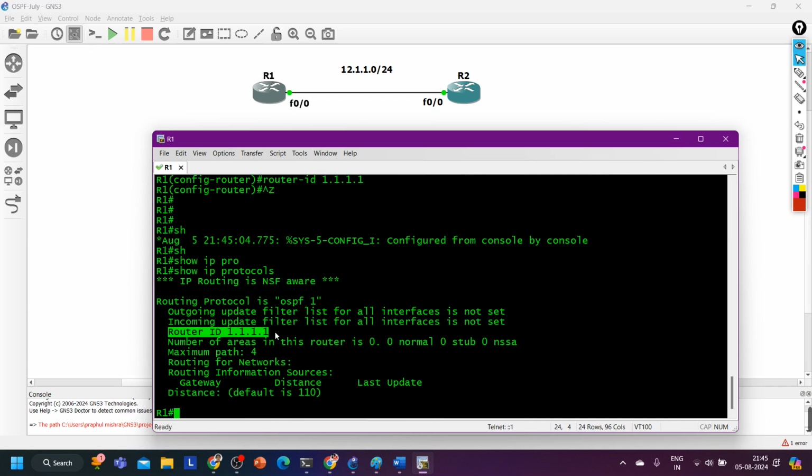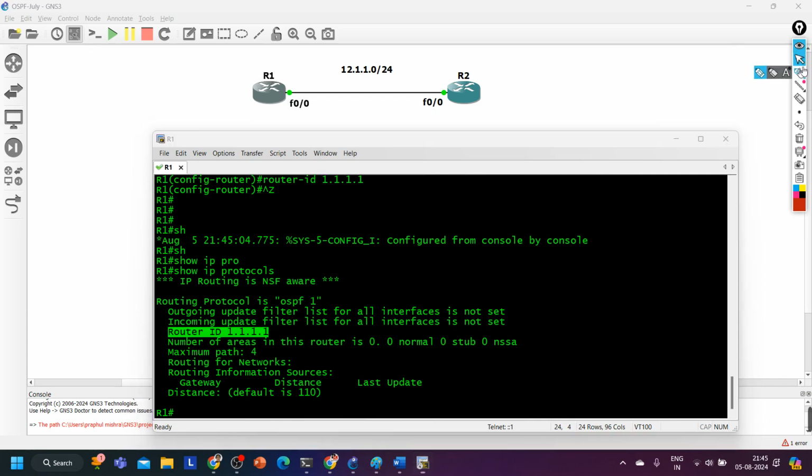But guys, once a router becomes a neighbor, let's say router 1 has formed a neighborship with router 2, then you cannot change the router ID. Can anyone tell me why I am not able to change the router ID after forming a neighbor?